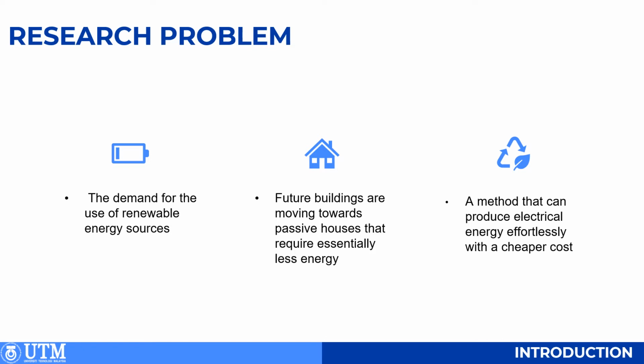To ensure we can harvest a continuous amount of heat in living space, passive solar heating comes from our sun, directly contacting the house roof or wall and producing thermal radiation. Thus, a method that can produce electrical energy effortlessly at a cheaper cost by harvesting unused or waste heat present in a room could also be a good solution to power these devices.